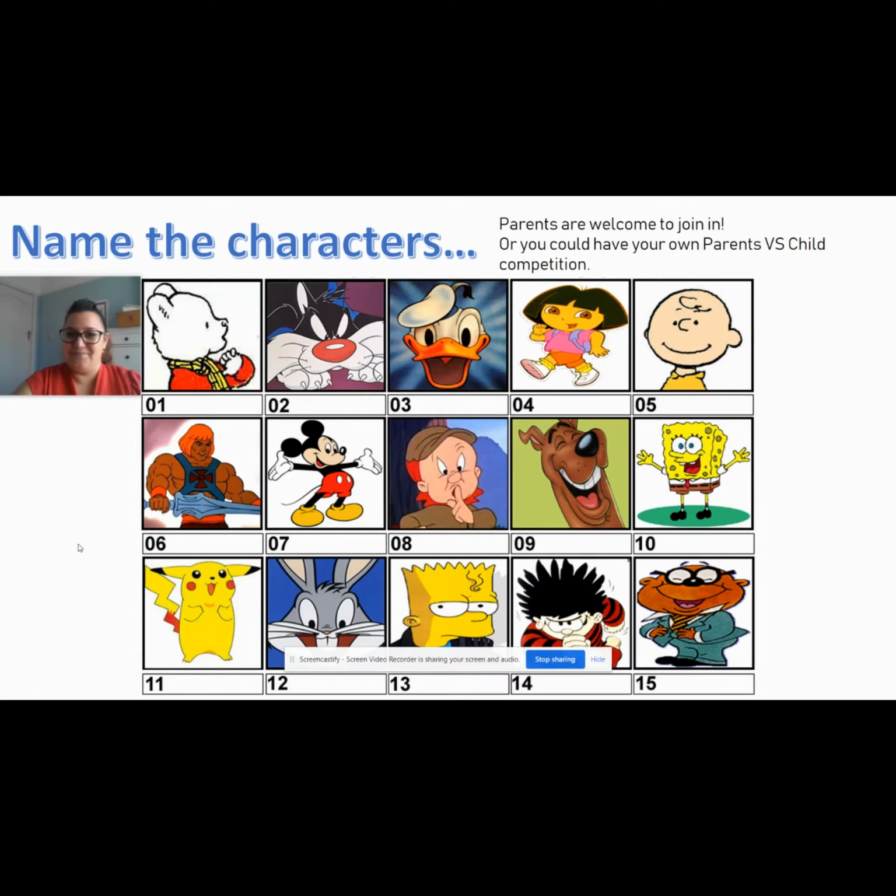Well done and welcome back. Let's see if you got the answers correct. Here's the first row. So we've got Rupert the Bear, Sylvester the Cat, Donald Duck, Dora the Explorer, and Charlie Brown. Charlie Brown's one of the characters from Snoopy. Next row. He-Man, Mickey Mouse, Elmer Fudd, Scooby-Doo, and SpongeBob SquarePants.